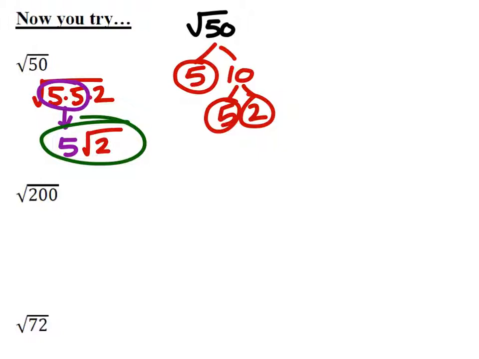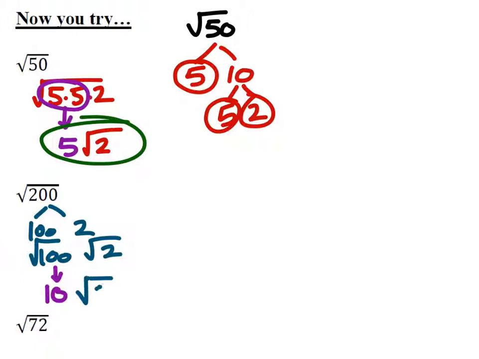The square root of 200, what I want to do is split this up between 2 factors, one of which is a perfect square. I'm going to split it up between 100 and 2. So this would be the square root of 100 times the square root of 2, and the square root of 100 is 10. And then we still have that square root of 2. So that would be the answer for this one.